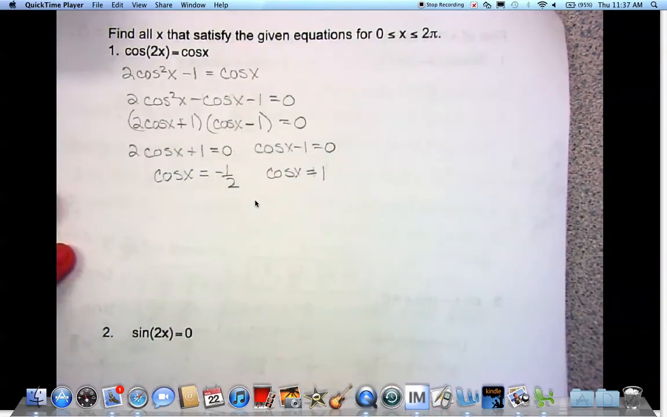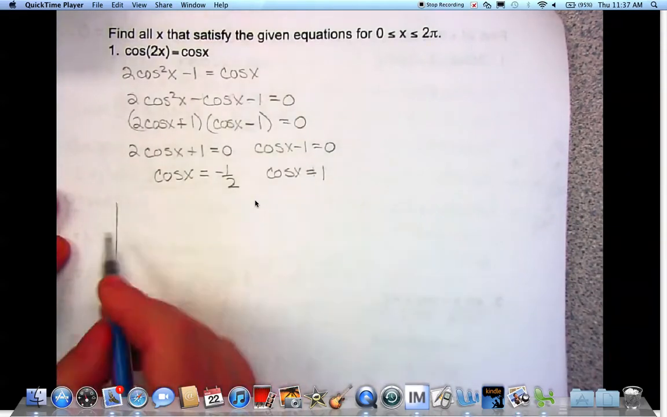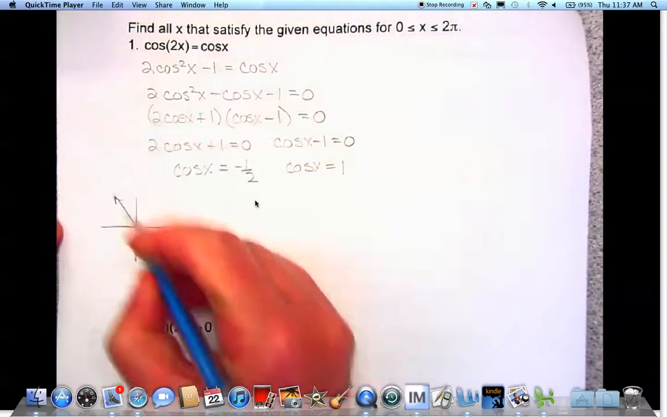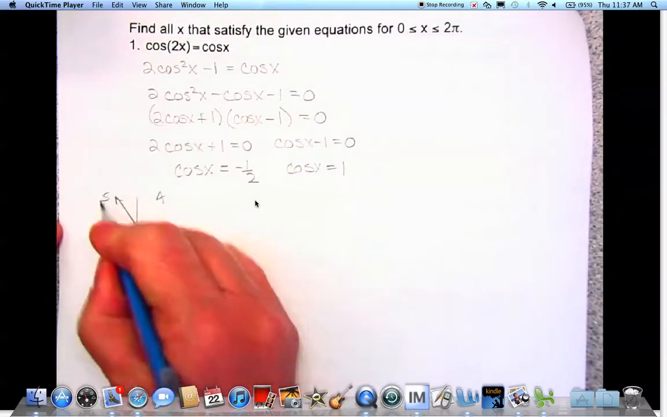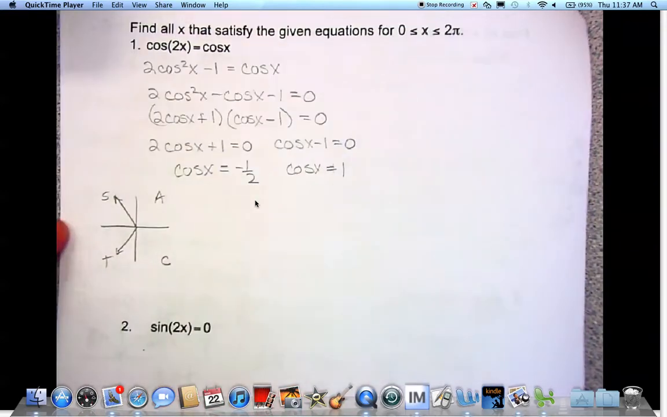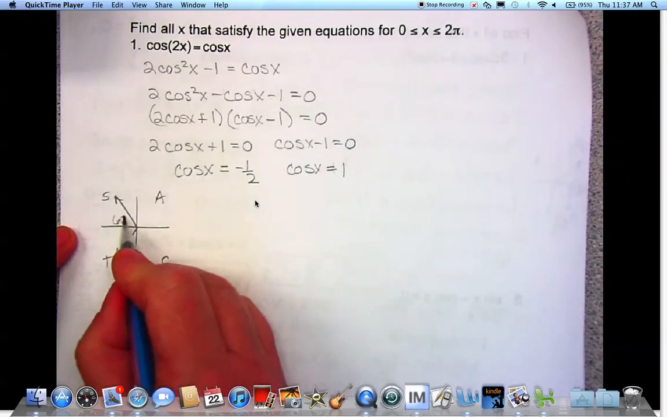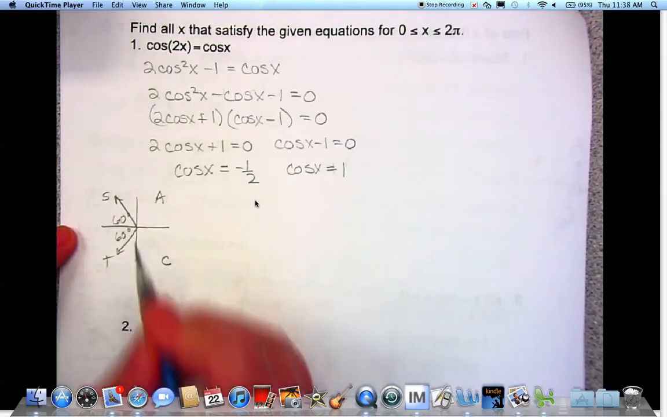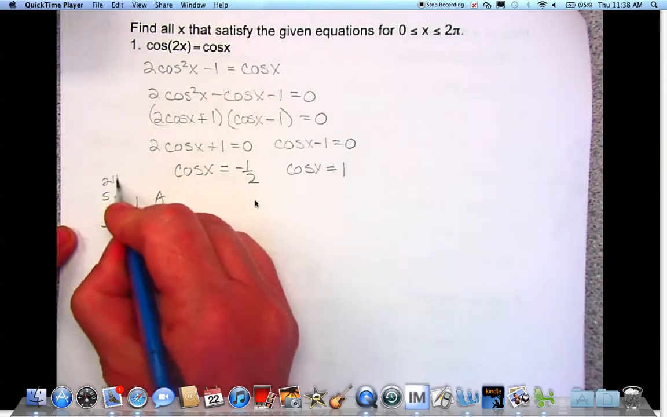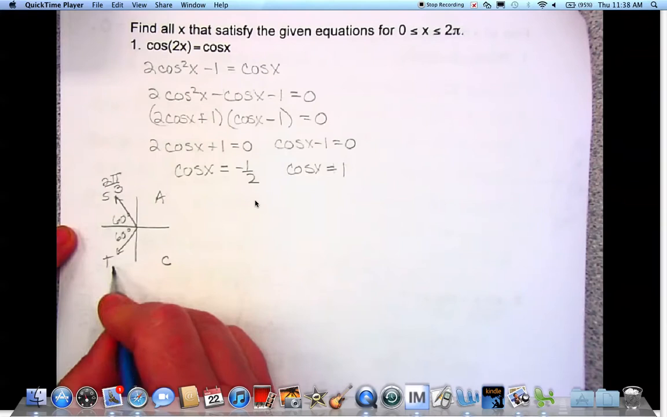Now we've got to figure out when is cosine x equal to negative 1/2? When is it negative? In quadrants 2 and 3, here and here. All students take classes. And it's 1/2 at 60 degrees for cosine. So this is 60 and this is 60. And so what are the radians? 2 pi over 3 and 4 pi over 3. Is everybody okay with that? Yes.